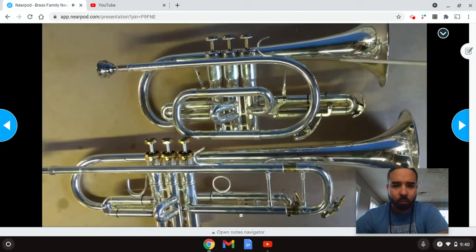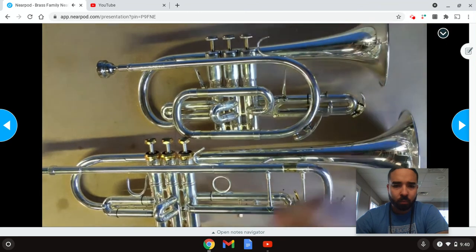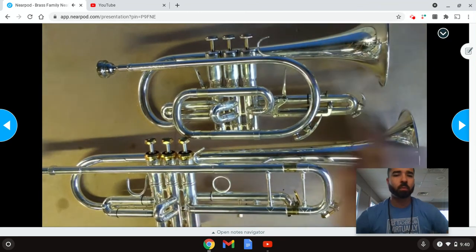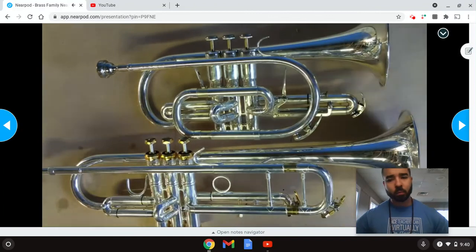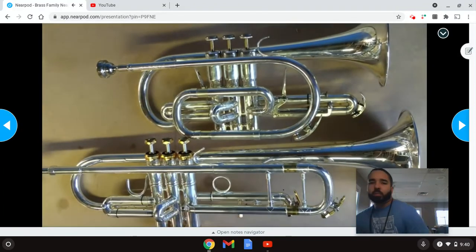This instrument here on the top is a cornet, and this instrument here on the bottom is a trumpet, for anyone who is unsure. Now, these two instruments both have some definite similarities. They've both got 3 valves. They both have a very similar shape and roughly a similar size, but they come from 2 different origins.